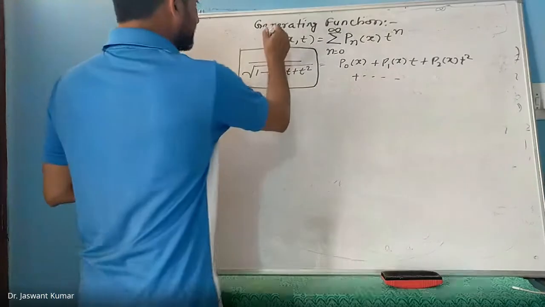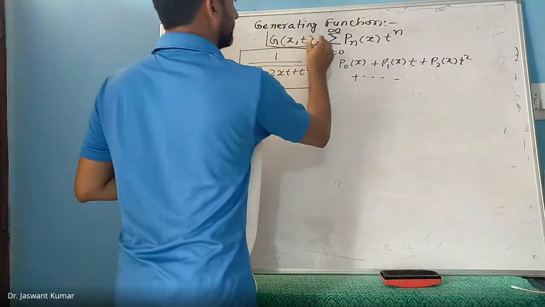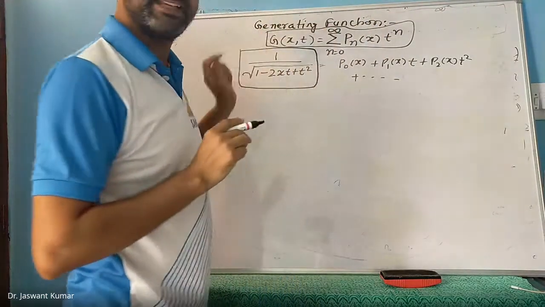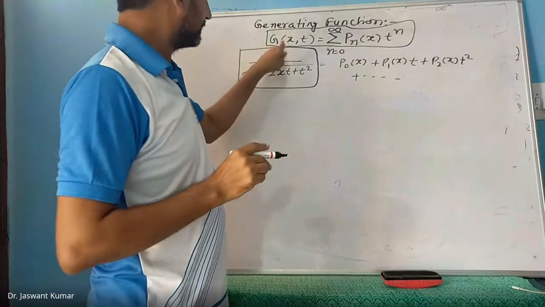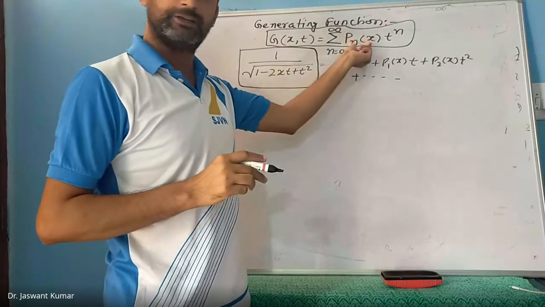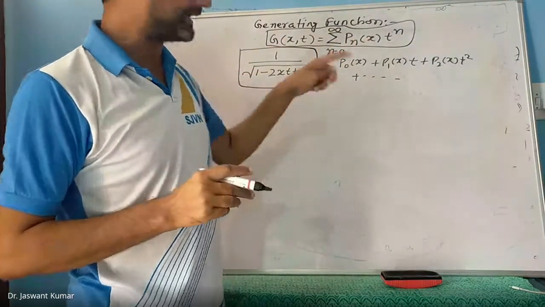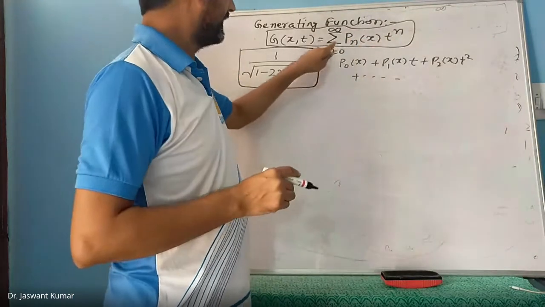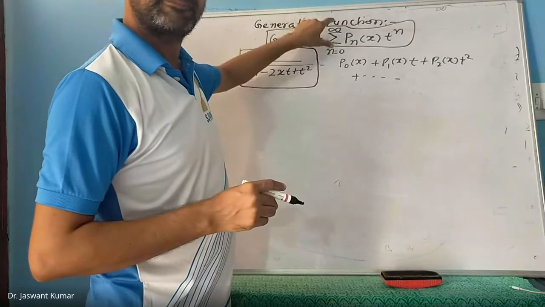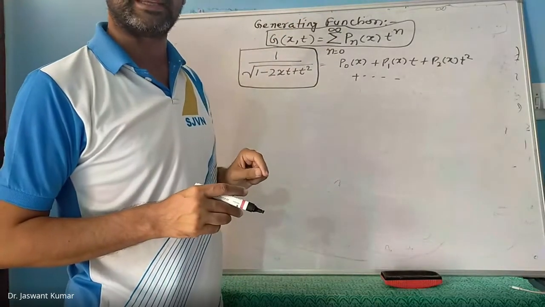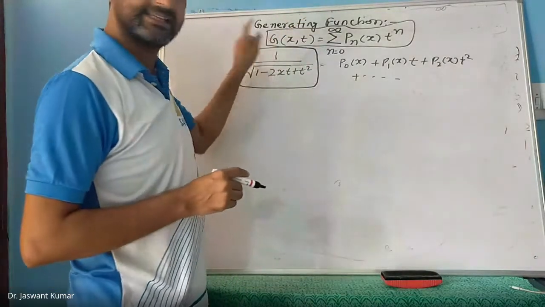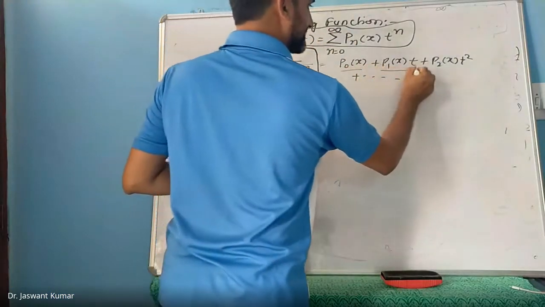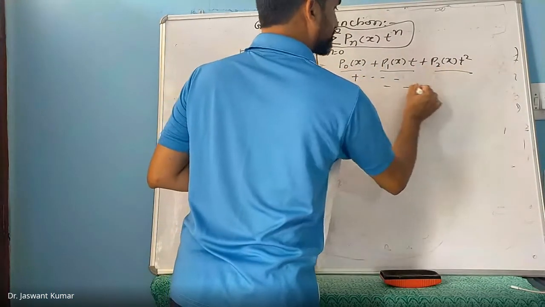This is by definition. The generating function of a polynomial is defined by multiplying the polynomial with t^n and then summing it from n equal to 0 to infinity. That is what is known as the generating function. So the right hand side is this plus this plus this plus this and so on.